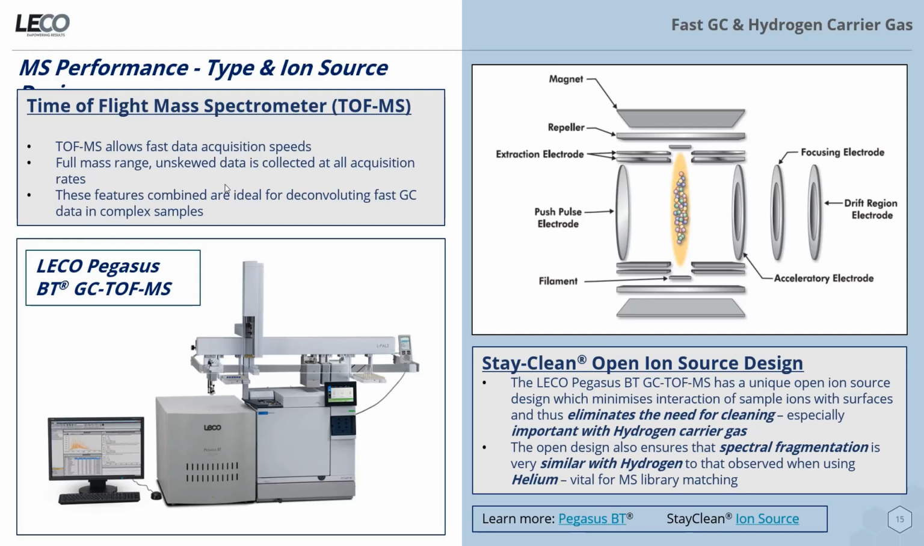The interaction of sample ions with surfaces is strongly minimized, and that eliminates the need for cleaning. Also, when you switch from helium to hydrogen, there is a scrubbing effect caused by hydrogen, but with this design, the system conditions and settles down very, very quickly. And we also get very comparable spectral fragmentation when using hydrogen, which is comparable to helium, which is very important for library matching.